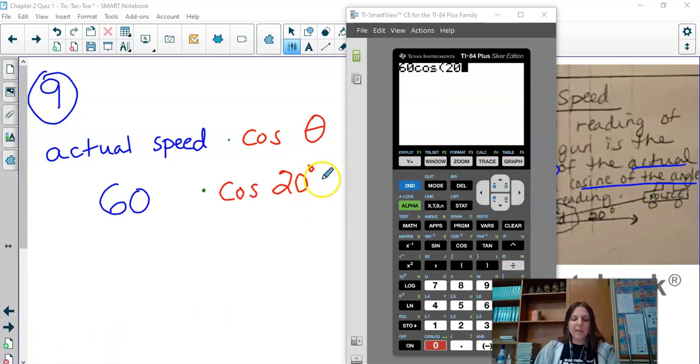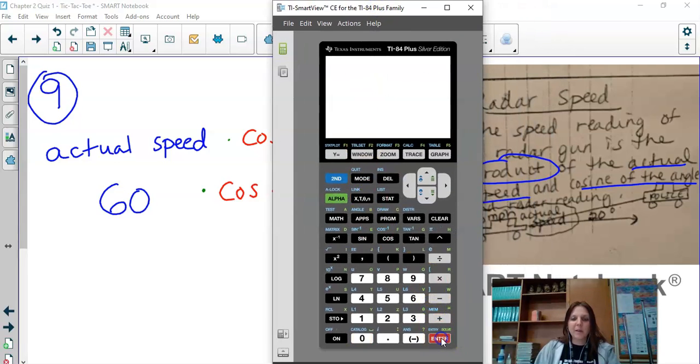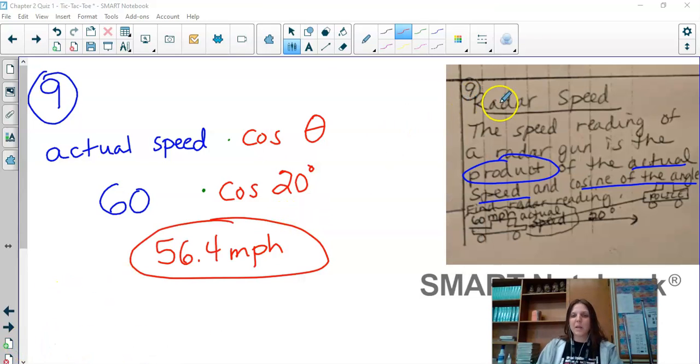I'm going to be entering it into my calculator. By now I hope you're in degree mode. So I type it in, and I'm going to get 56.38 and so on. This is a speed reading, so I'm just going to round this to the nearest tenths place. So 56.4 miles per hour. And that's the speed on the radar gun.